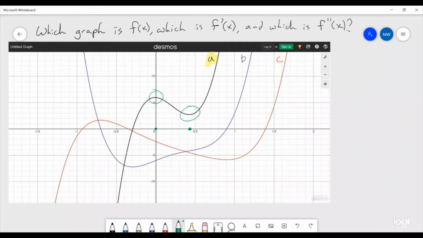Because on this section over here, the slope is positive, that means that on our graph of the derivative of A, it would need to be up here, something that would be positive there. Then between these two intercepts, it's going to have a negative slope, so it would be something down here. And then it's going to have a positive slope again, so it's going to be something up there. That would be what the derivative of A would look like. But because that's not here, that means that A is most likely going to be the second derivative.